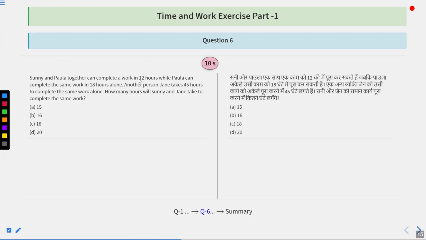Sunny and Paula together can complete a work in 12 hours, while Paula can complete the work in 18 hours alone. Another person, Jane, takes 45 hours to complete the same work alone. How many hours will Sunny and Jane take to complete the same work? 15, 16, 18 or 20? A, B, C, D. These are the four options.